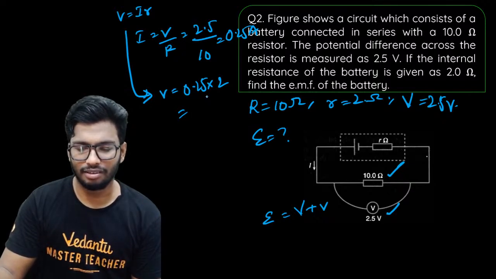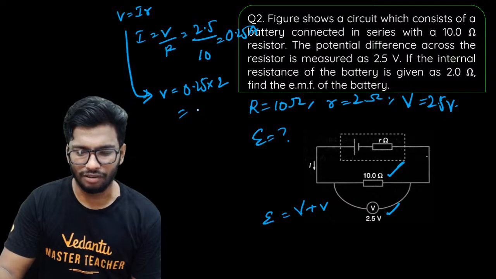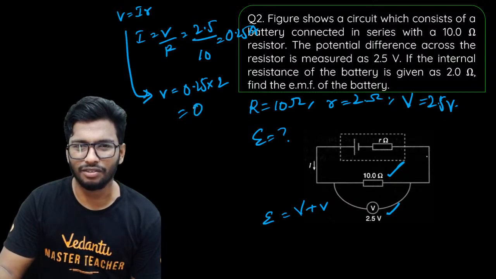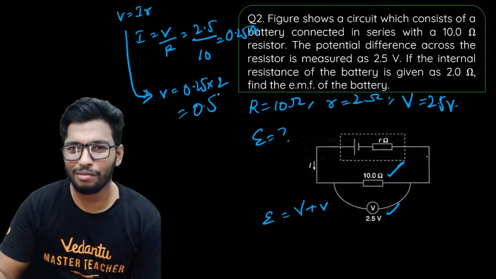Calculating. How much is it? 5? No, okay. 0.5. How will it be 5? Huh? 0.5. No. I was bad, you're even worse than me. All right, anyways.